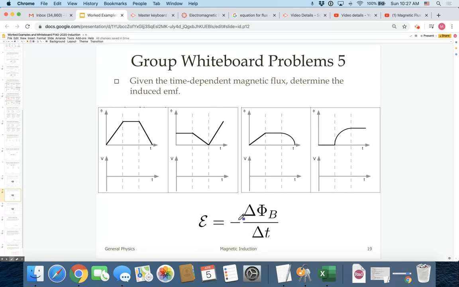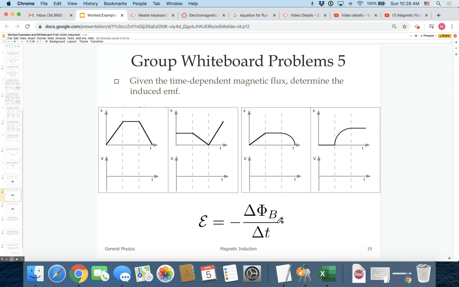And the negative sign just tells us that if our flux is increasing, then our voltage is going to be in the opposite direction, right? And that makes sense from the problems that we've been doing. We see that we're trying to get back to what we had before. So our induced EMF is trying to offset or cancel this change. So when we look at this graph, if we have an increasing magnetic field, then we're going to create an EMF.